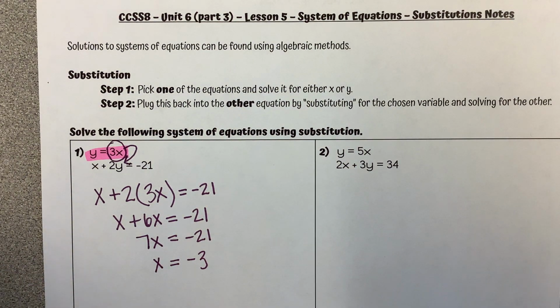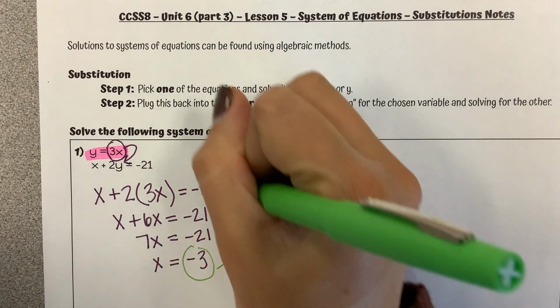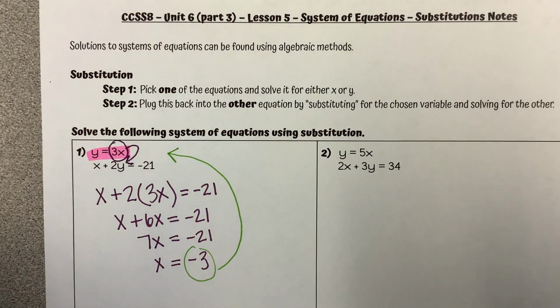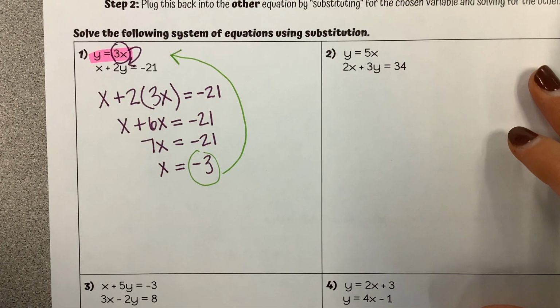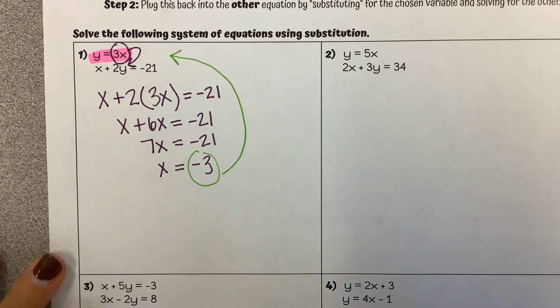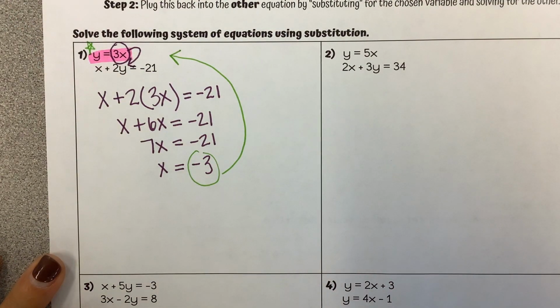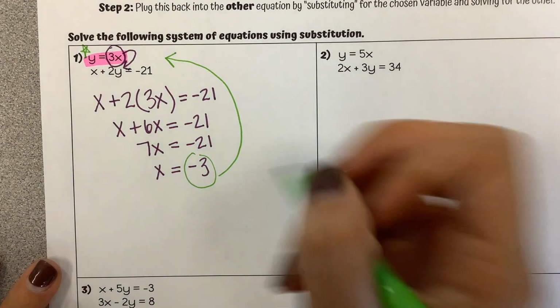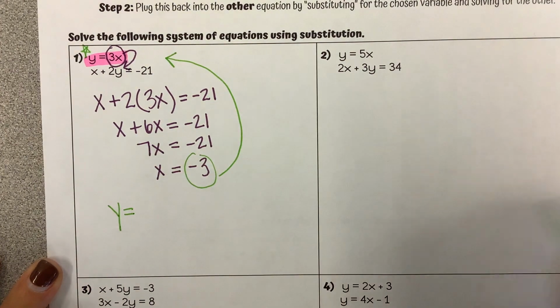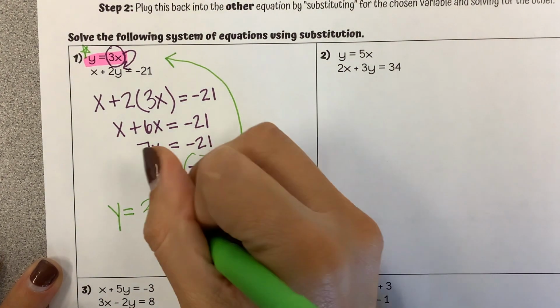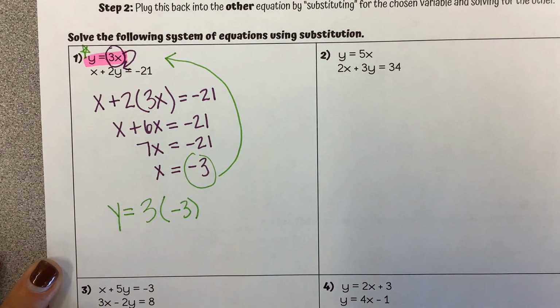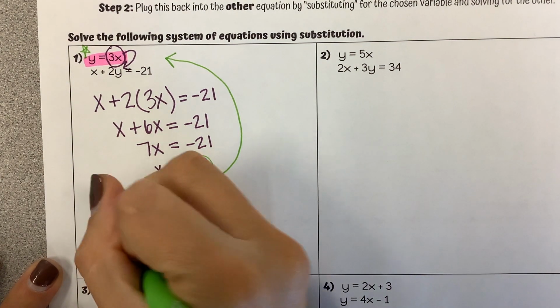When we are solving systems of equations, we don't want just the x value. We want the ordered pair of the x and the y. So now I'm going to take this x value and plug it back in. I technically can plug it into either equation, but there's generally going to be an easier one. The one that's already in the form y equals is going to be the easiest to plug into. So if I plug that back in, y is equal to 3x. So it's equal to 3 times our x value that we solved for, negative 3. So 3 times negative 3 is negative 9.